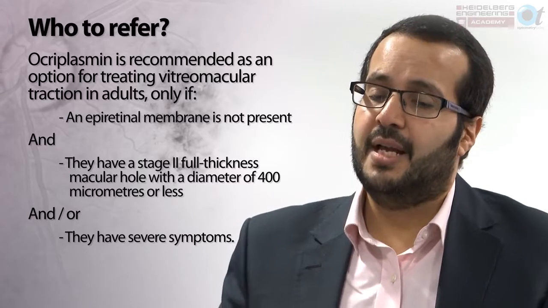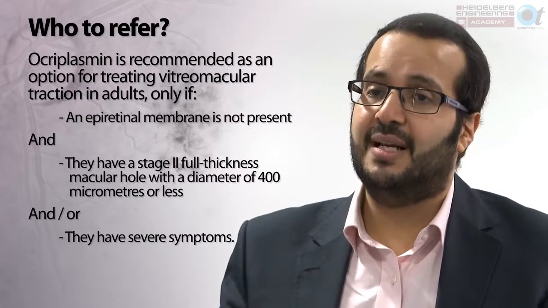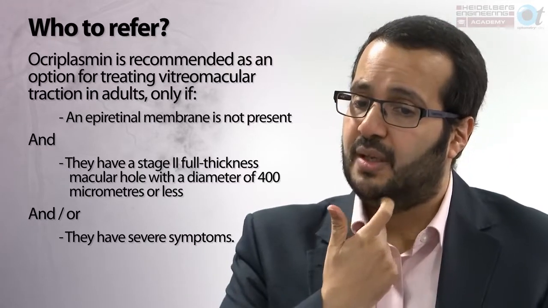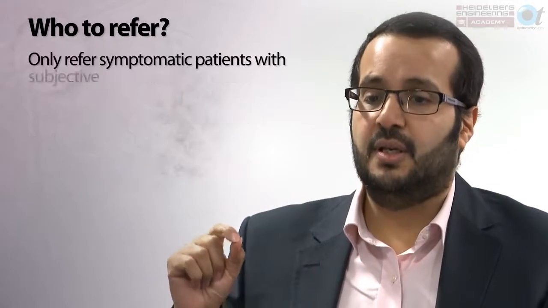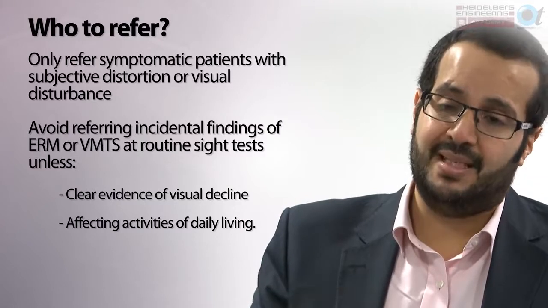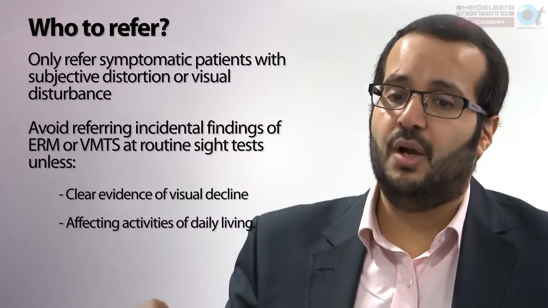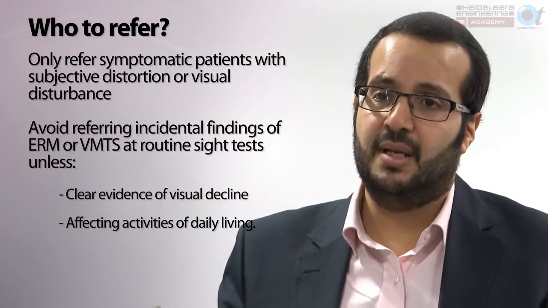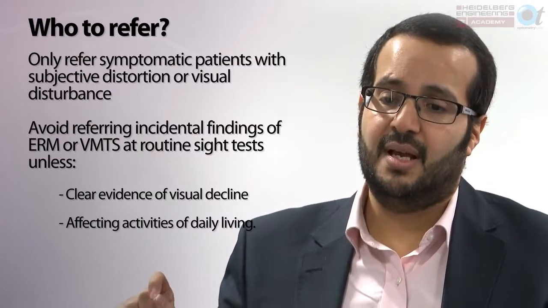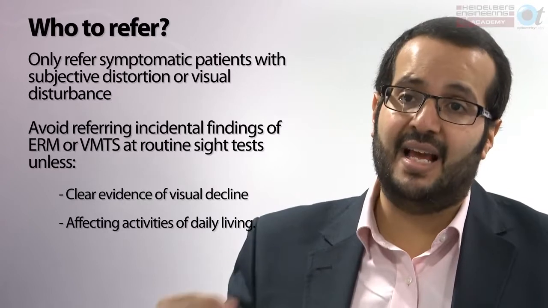So who to refer? Interestingly, ocriplasmin is only recommended as an option for treating patients with vitreomacular traction only if an epiretinal membrane is not present and they either have a stage 2 full thickness macular hole or they have severe symptoms. So you don't need to refer every patient where you notice an OCT abnormality. Talk to the patient. If the patient's symptomatic with subjective distortion or visual disturbance, yes, it's worth a referral. But please don't refer incidental findings of epiretinal membrane or vitreomacular traction at a routine sight test, unless there's clear evidence of visual decline or it's affecting their activities of daily living.